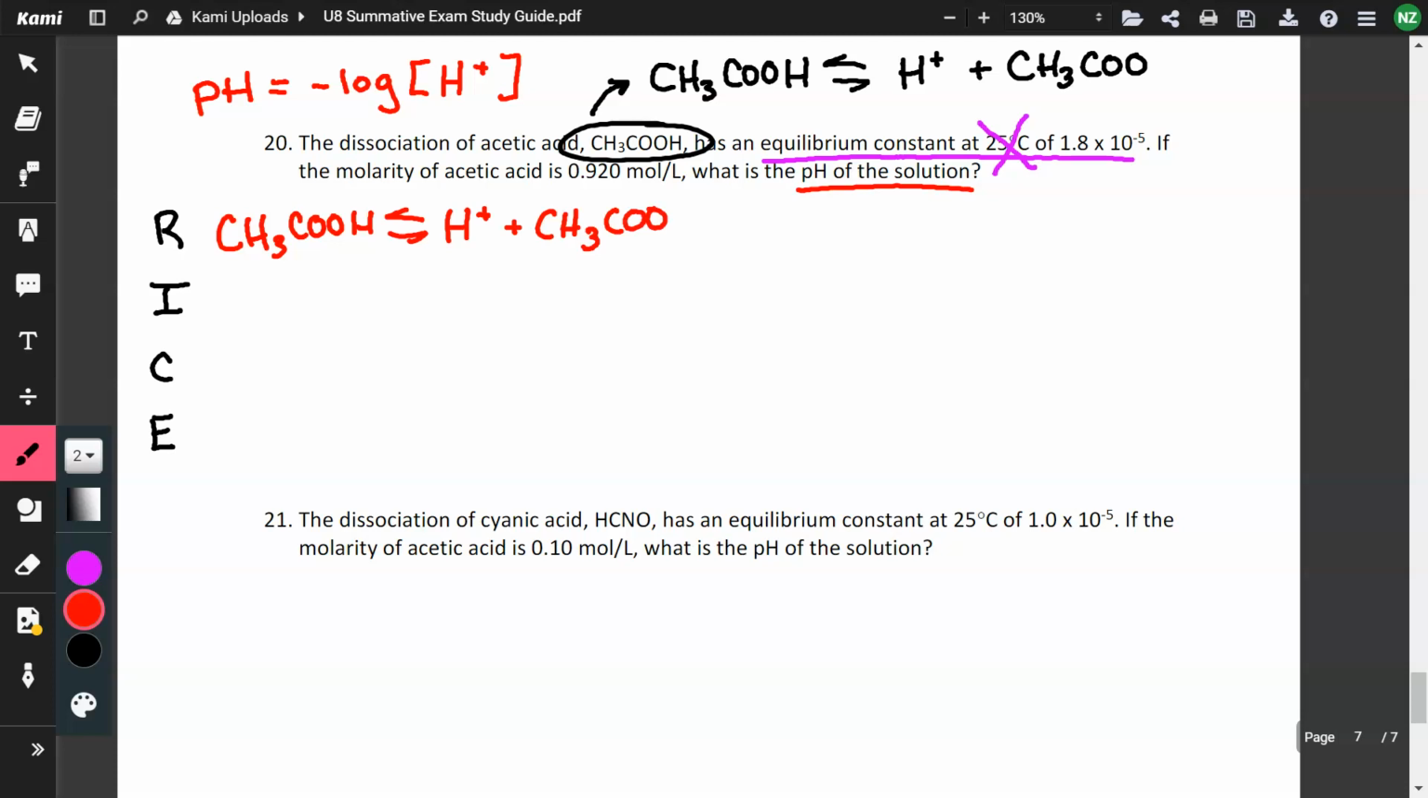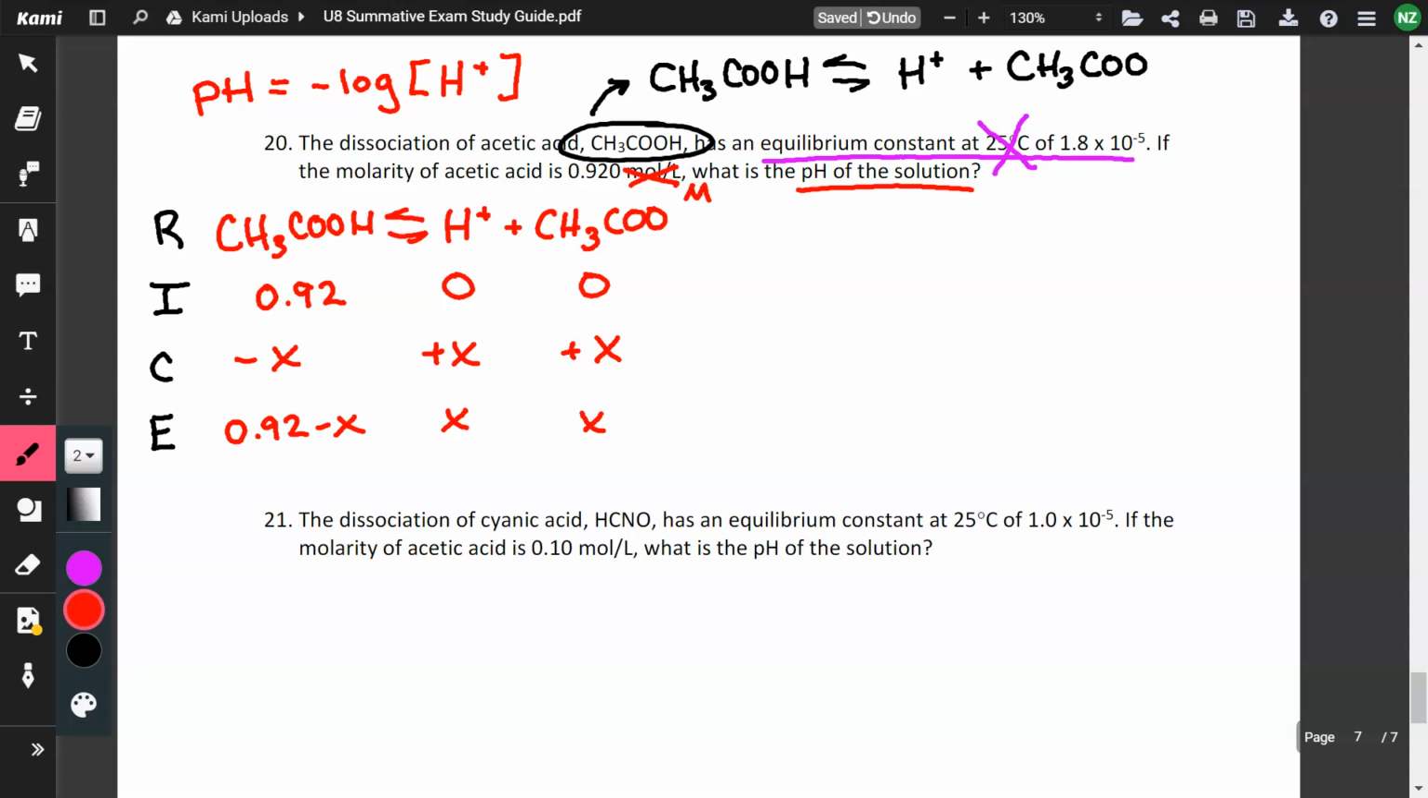All right. Molarity of acetic acid. Remember, moles per liters is the same as molarity. So it gives us this value, 0.92. We don't have an initial concentration of our reactants. This goes down. These go up. So 0.92 minus x, x, x.